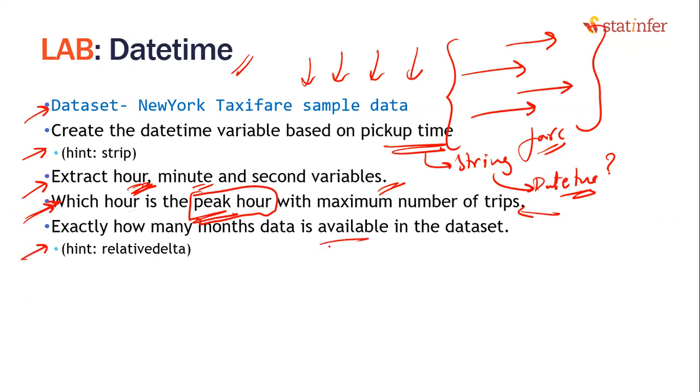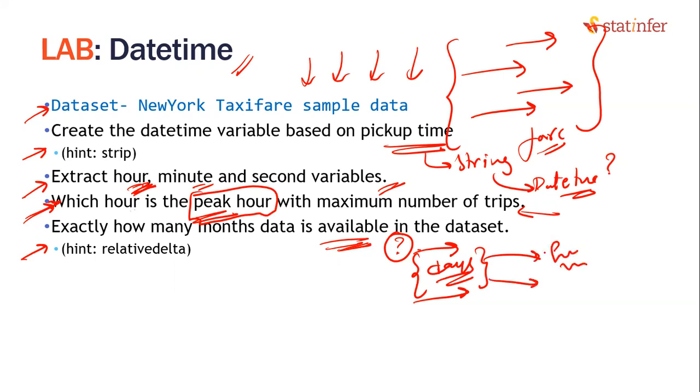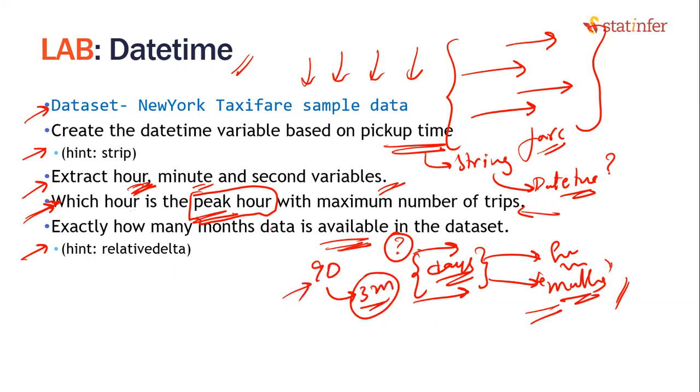Exactly how many months of data is available in the dataset? So you try to find out what the minimum and what the maximum is, and then convert that duration, which comes in days. Earlier we converted into hours and minutes, but here I want to convert that duration into months. Now that's not directly possible using the function that we have used. You may have to use a different function, but tell me how many months of data is available. Let's say 90 days is like 3 months. You can say it like that in simple words. So how many months of data is available? Give me the interval in months.